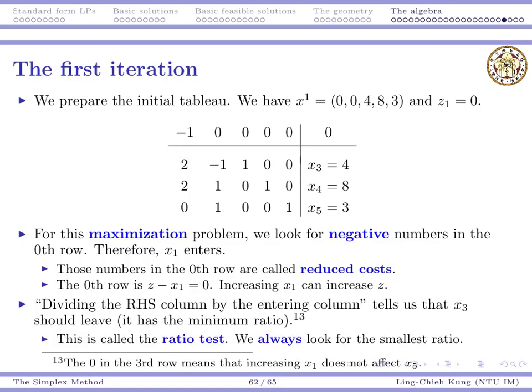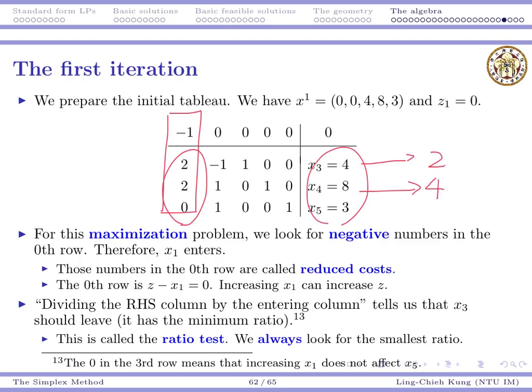Once we decide this column should enter, we will do a comparison of these ratios. For the entering column and the right hand side column, for each row, we will compute a ratio. For the first row, here we get 2. For the second row, we get 4. What's happening in the last row?